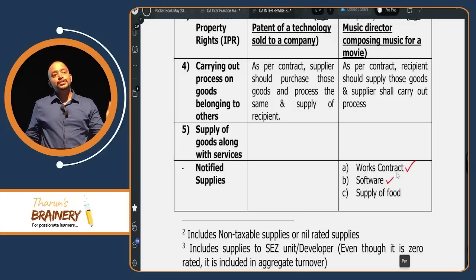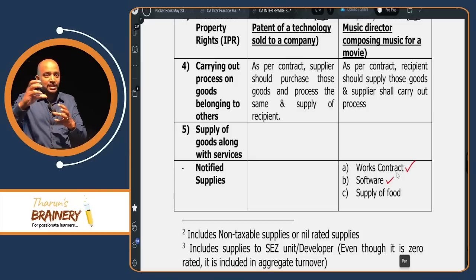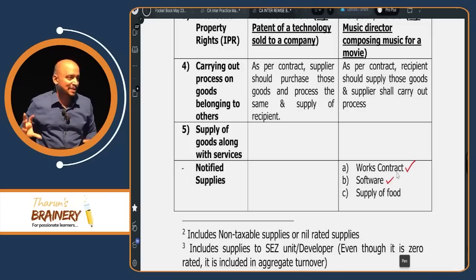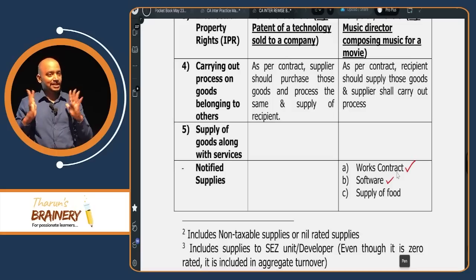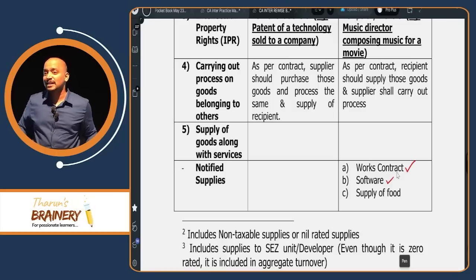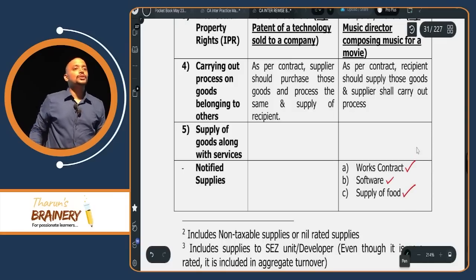Even though it is sold as product or goods, or it is developed for a particular person, that is developed software. So whenever I need a requirement, based on my requirement, one software will be developed. So let it be developed software or ready-made software, whatever it may be, it will always be treated as supply of service. Then supply of food. In food, what is the goods element, pa?